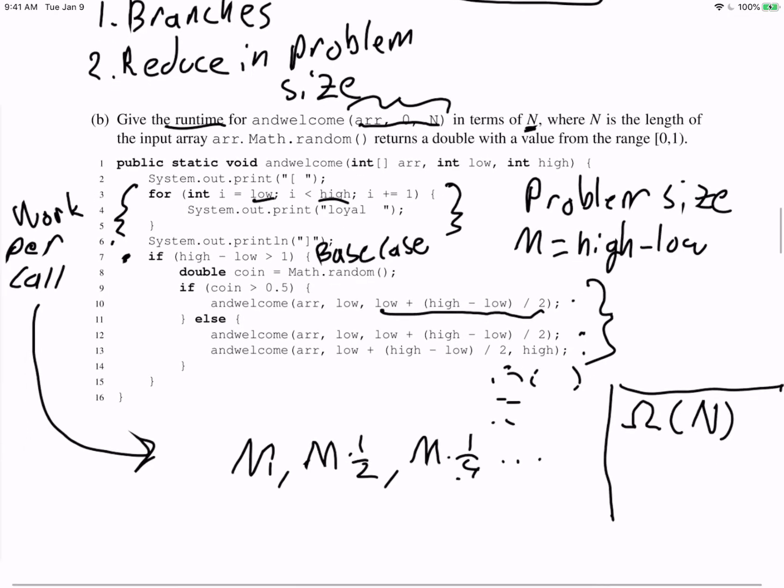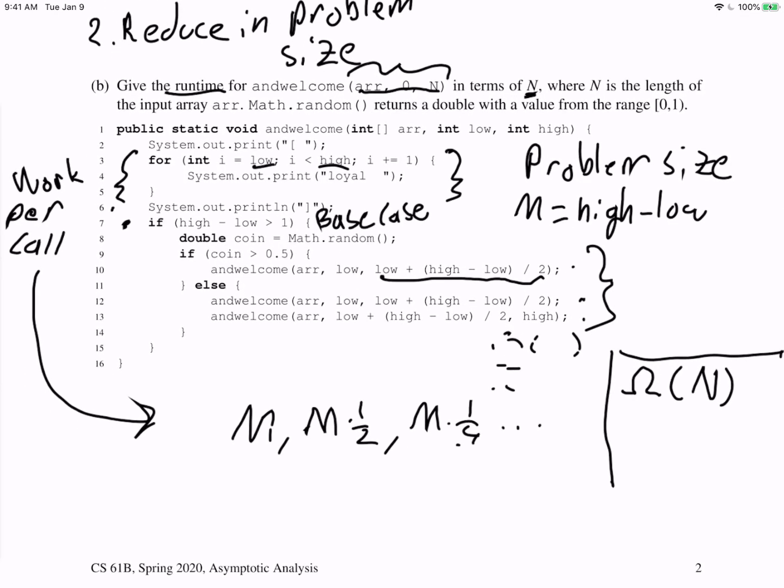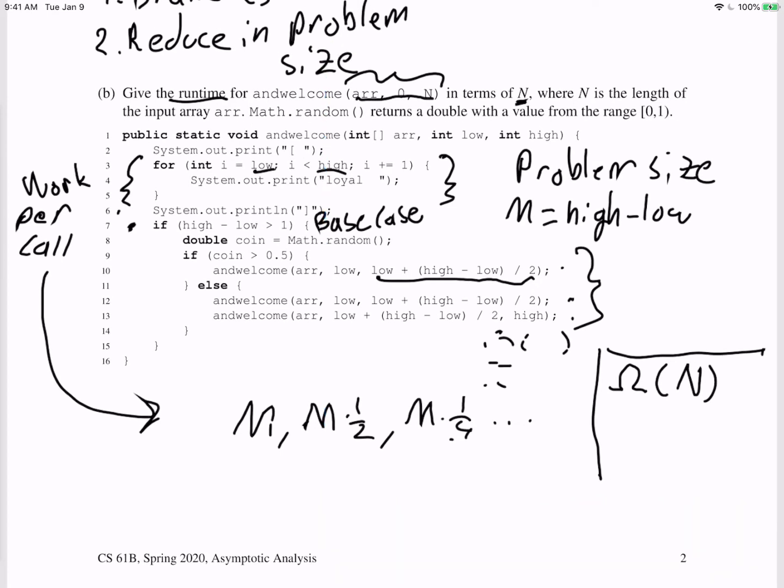Okay, now let's do the other case, the worst case. And now we're just doing an extra recursive call every time. And it turns out that if you do the math on this one, it's going to be the same problem, reduce in problem size as the one on line 10. So now our branching factor is just going to increase. Everything else will stay the same.